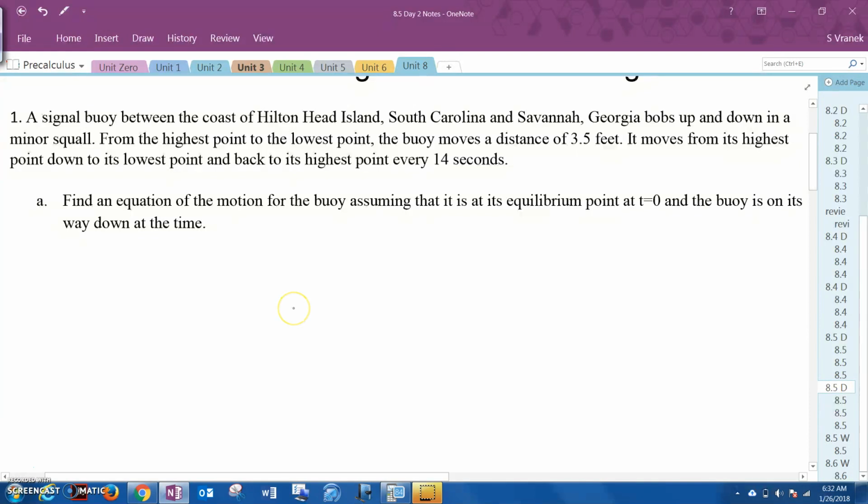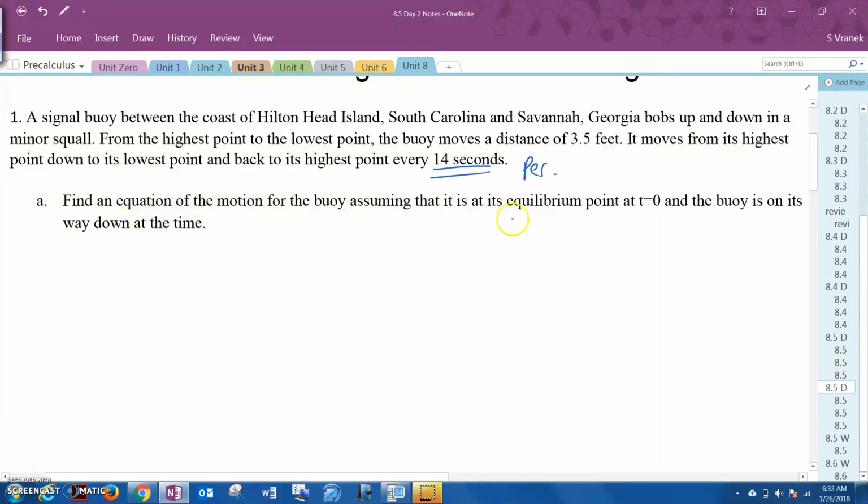So we have a buoy that's bobbing up and down. The highest to lowest point is 3.5 feet. That is not the amplitude, because it's going from the highest to lowest in 3.5. Excuse me, so you need to divide by 2 to get that. And it says it goes from highest to lowest and back to highest every 14 seconds. They basically tell you the period right there. It is 14 seconds. So we can find the B value with that.